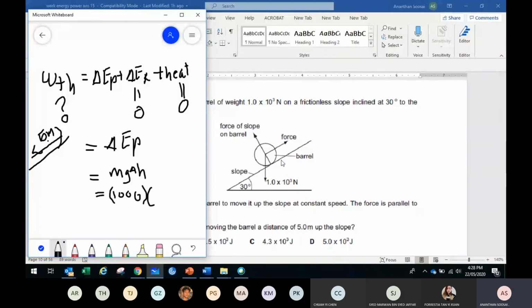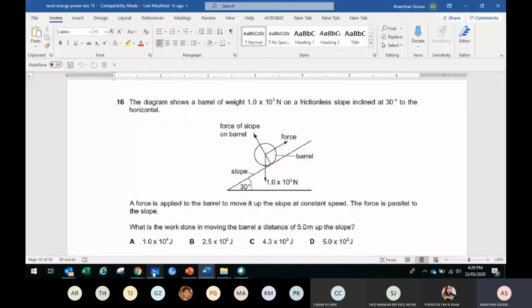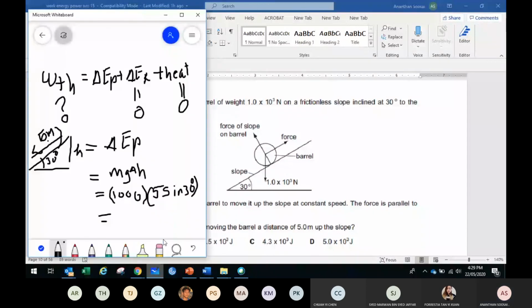And h we have to use the vertical height. If it rises diagonally 5 meter, then what is the vertical height? The theta is 30 here, so it should be 5 sine 30. So therefore you get, of course, B is the answer. 2.5 times 10 power 3 is the answer. So yes, good. This is the working. So this is how you analyze.